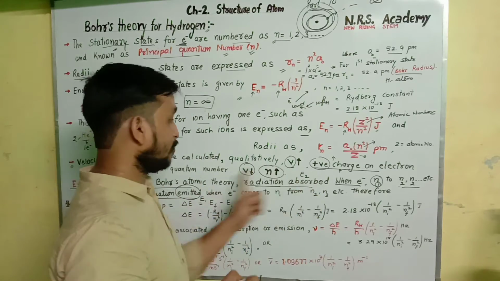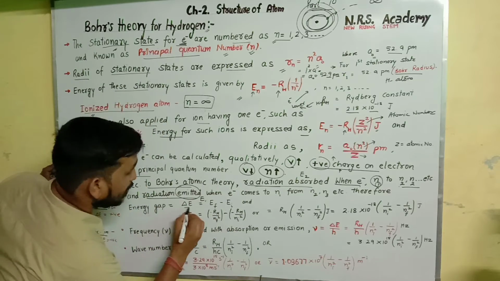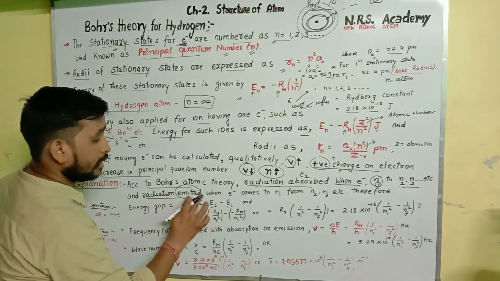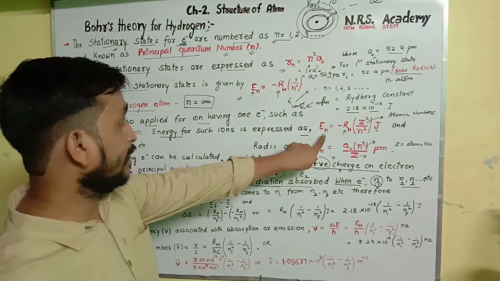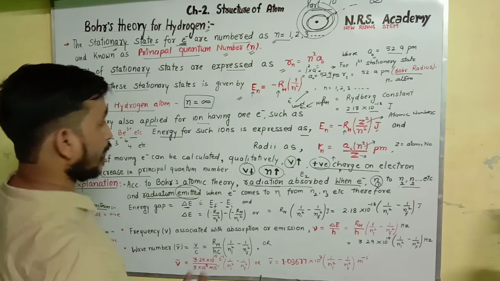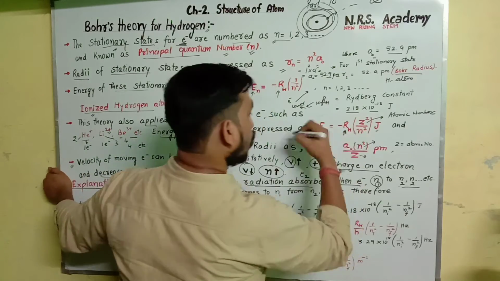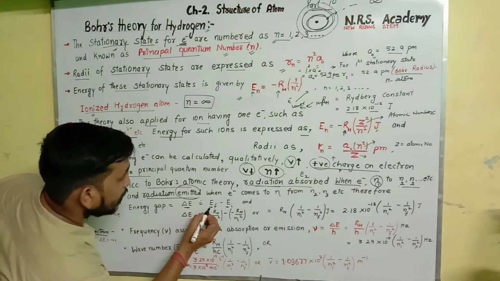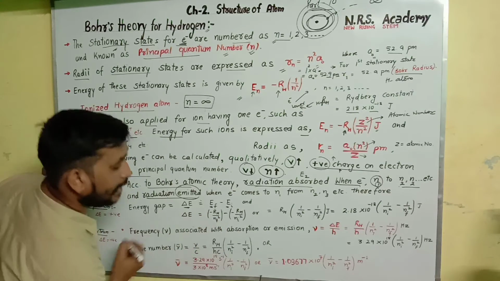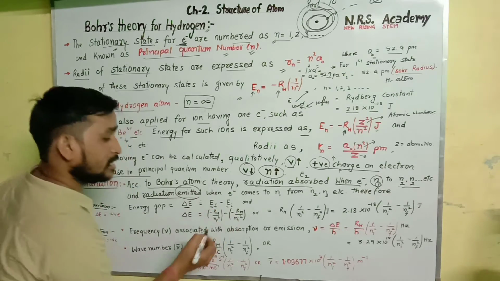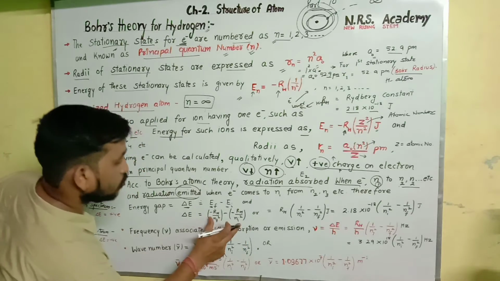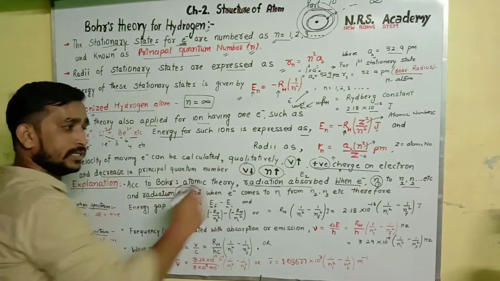So the energy gap between these two states is taken as delta E equals final energy minus initial energy. If we talk about the formula of energy, it is En equals minus RH into 1 upon n squared. If we use this formula for all species, we can say the energy of the final stationary state is minus RH upon nf squared, and the energy of the initial state is minus RH upon ni squared. This is the energy difference of this electron.